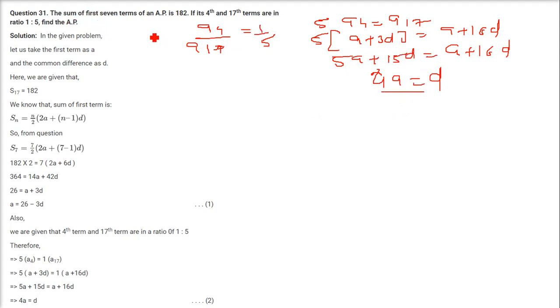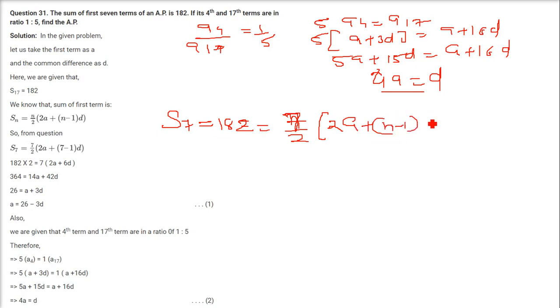Now the sum of first 7 terms is 182. So S7 is 182, which is given by n by 2, that is 7 by 2, 2a plus n minus 1 into d, equal to 182. So 182 is equal to 7 by 2, 2a plus 7 minus 1 is 6. In place of d, I am writing 4a.